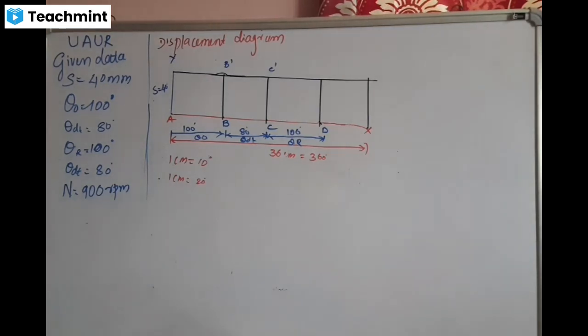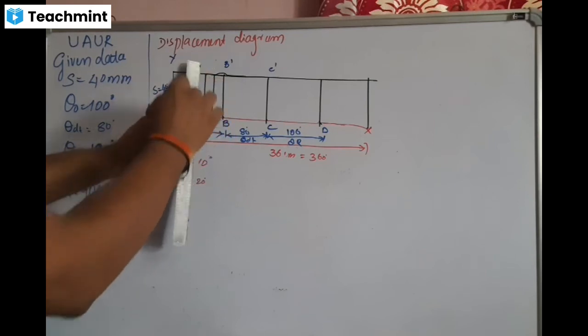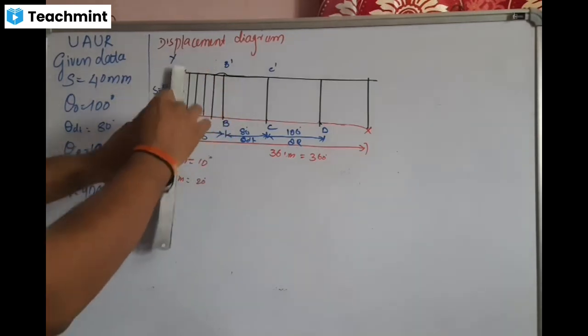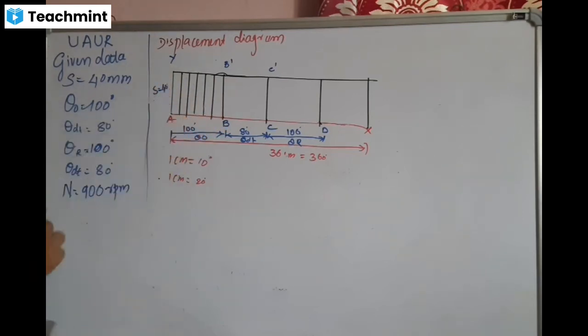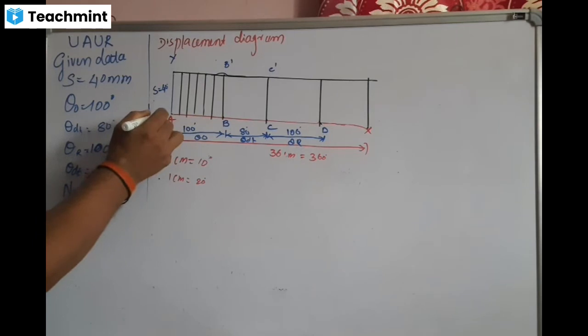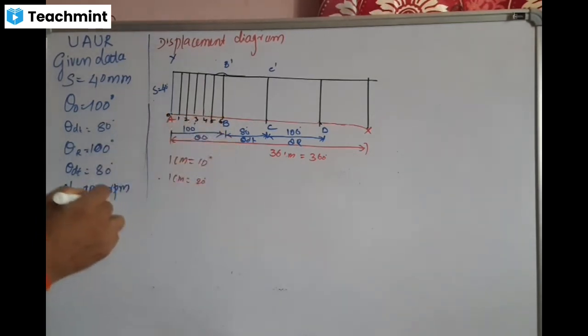So now divide the AB portion and CD portion into equal number of parts. Let us go for dividing this into 6 parts. So we are going to get a fractional value. So 1, 2, 3, 4, 5 and 6. Let us number here 0, 1, 2, 3, 4, 5, 6. Right?